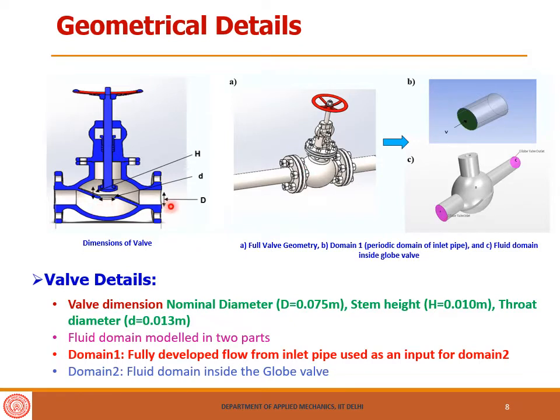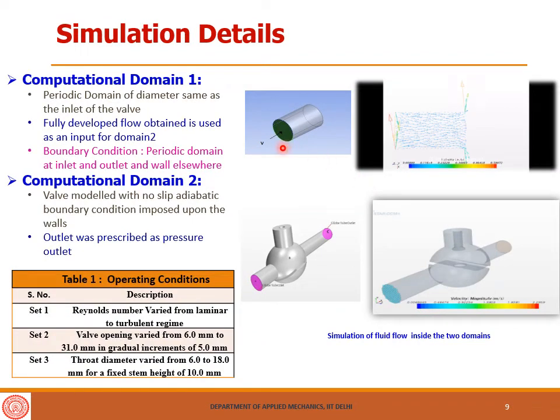We can see that the three main parameters are the valve diameter, which is capital D, small d is the throat diameter or orifice diameter, and capital H is the valve height. The valve geometry as shown in this figure was made in AutoCAD, and then this geometry was modeled in two domains. The first is for the inlet pipe, which is to get the fully developed flow, and the second is the valve geometry. So this shows the computational domain which was used in Star-CCM+.